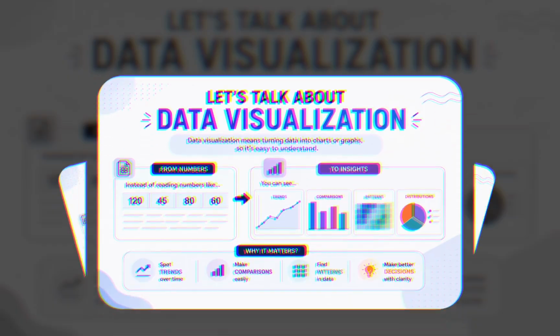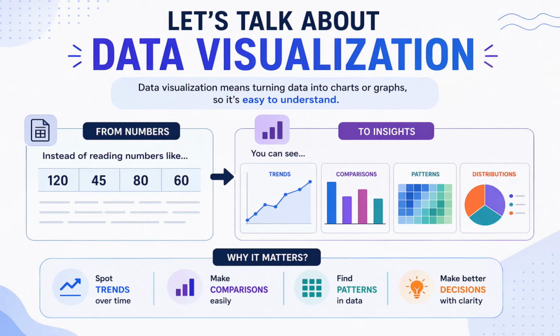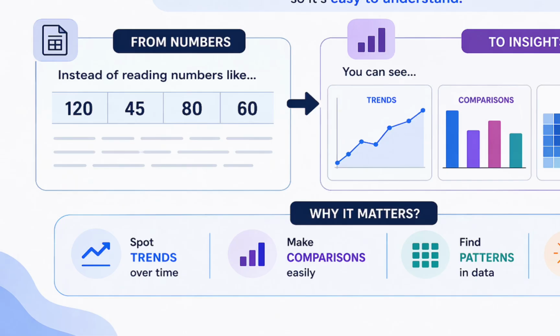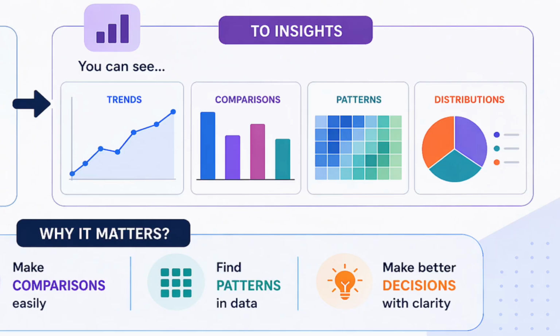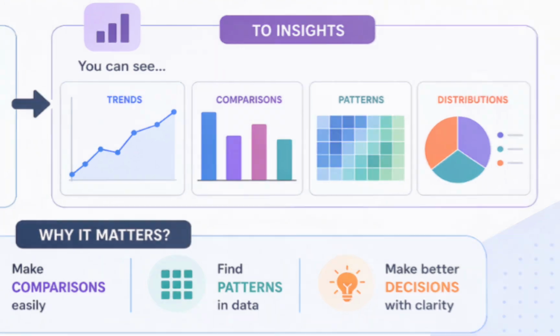Now let's talk about the first thing here. Let's talk about data visualization. Data visualization means turning data into charts or graphs, so it is easier to understand. So instead of reading numbers like 1, 20, 45, 80, 60, you can see the trends, look at the patterns, the comparisons, and so forth. This is very important in data analysis, machine learning, and we also use it in business reporting. So let's get right into the editor.